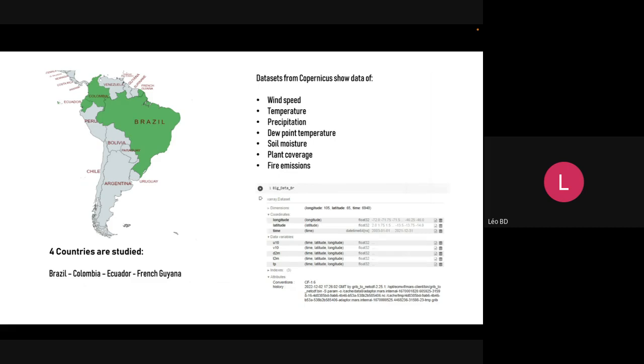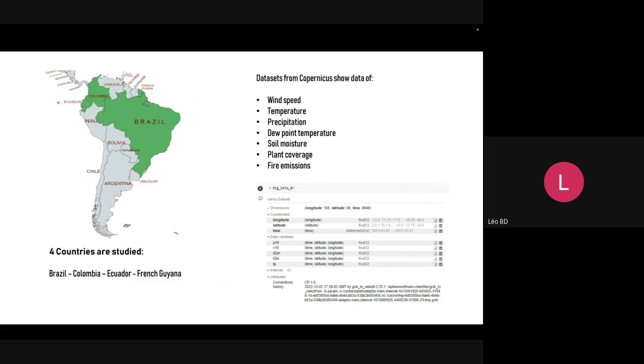And now I will tell you more about the data that I downloaded and that I analyzed. So in the group, we decided to focus on 4 countries, which are Brazil, Colombia, Ecuador, and French Guiana. And we chose these 4 countries because, looking at the graphs that I showed at the very beginning with the CO2 emissions, there were countries that seemed to be interesting in terms of wildfire evolutions in the last 15 years. For example, Brazil and Colombia were both seeing their wildfire emissions increasing, whereas French Guiana had a clear decrease and Ecuador a slight decrease.